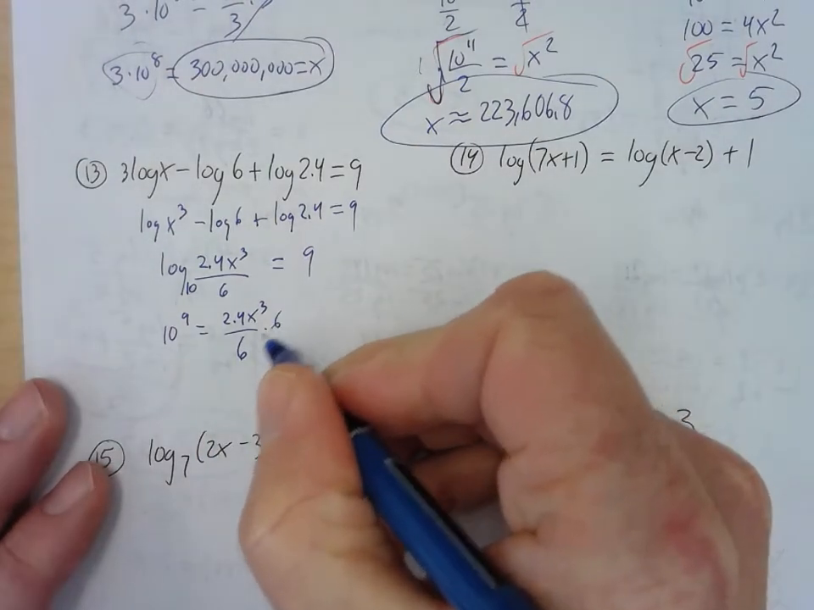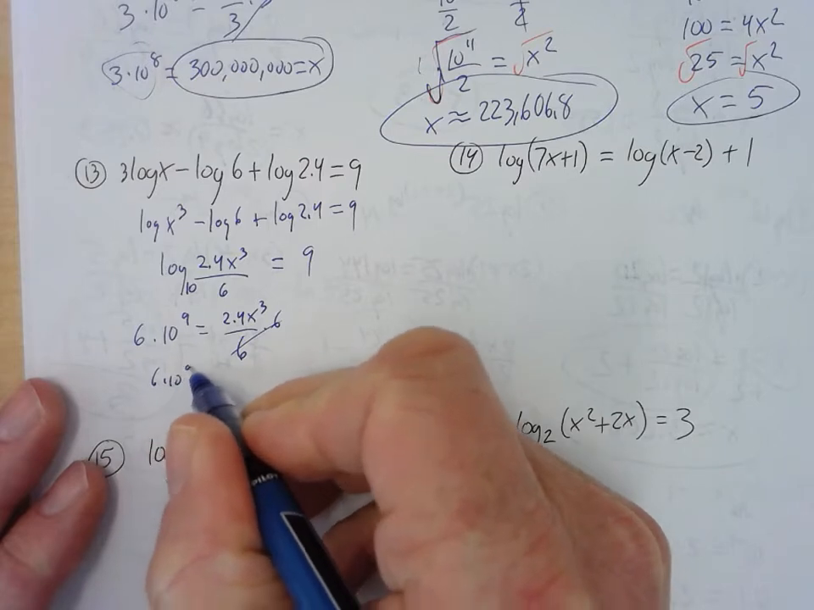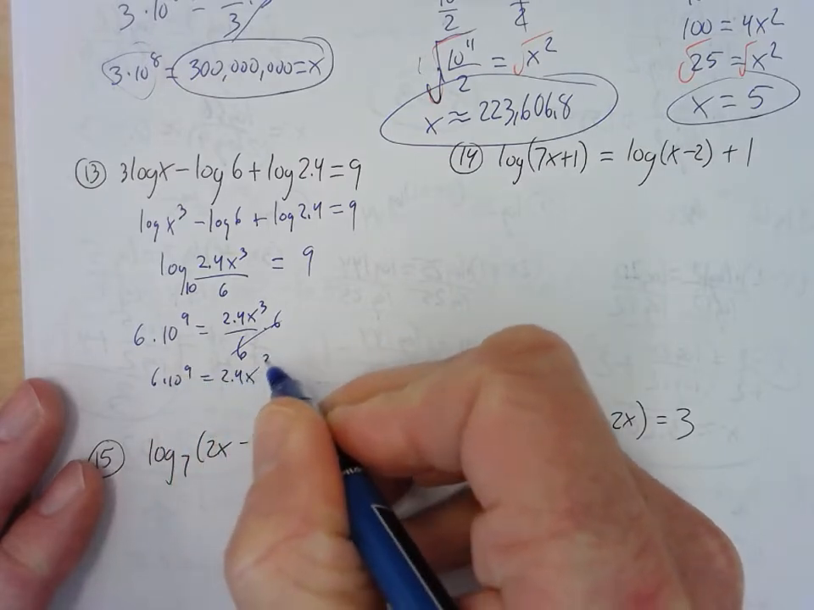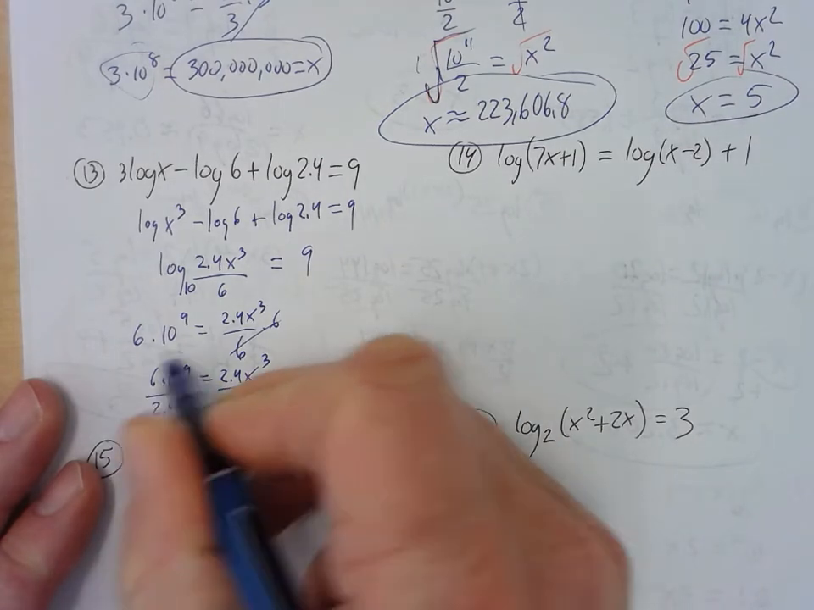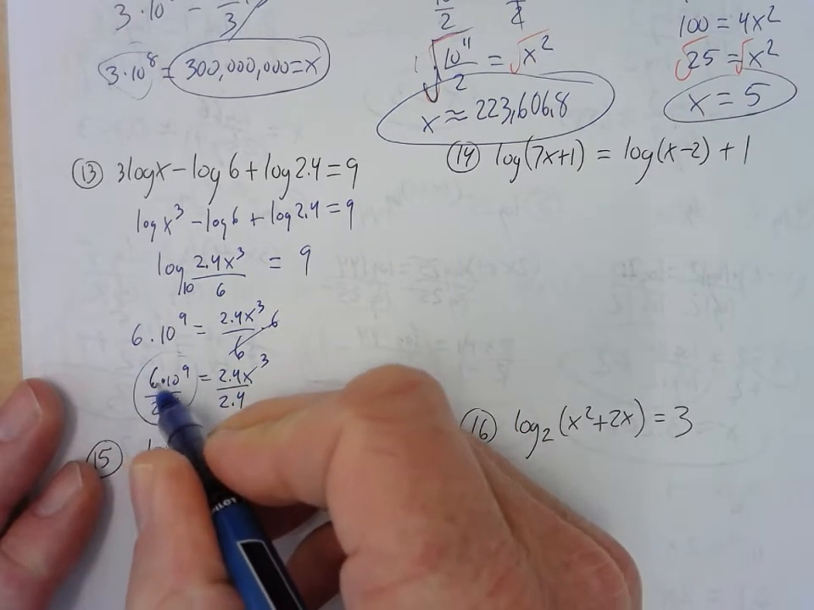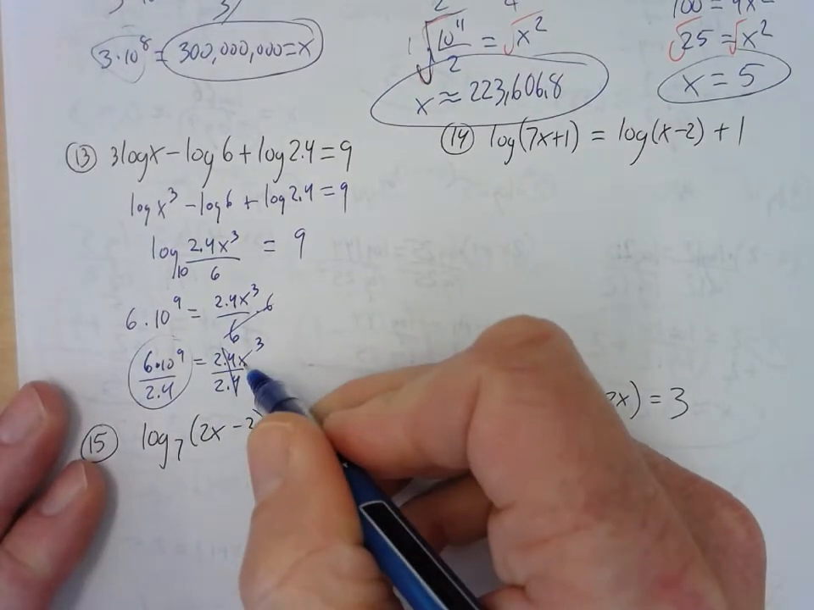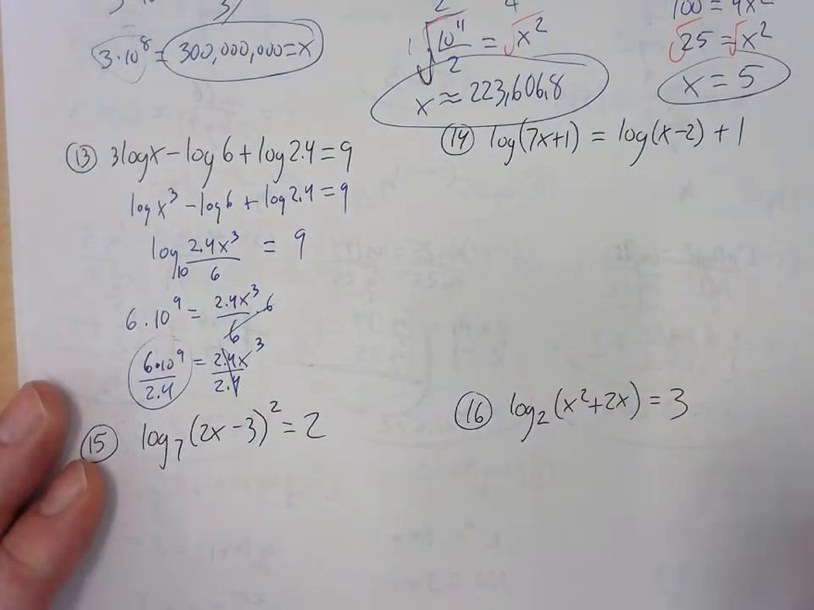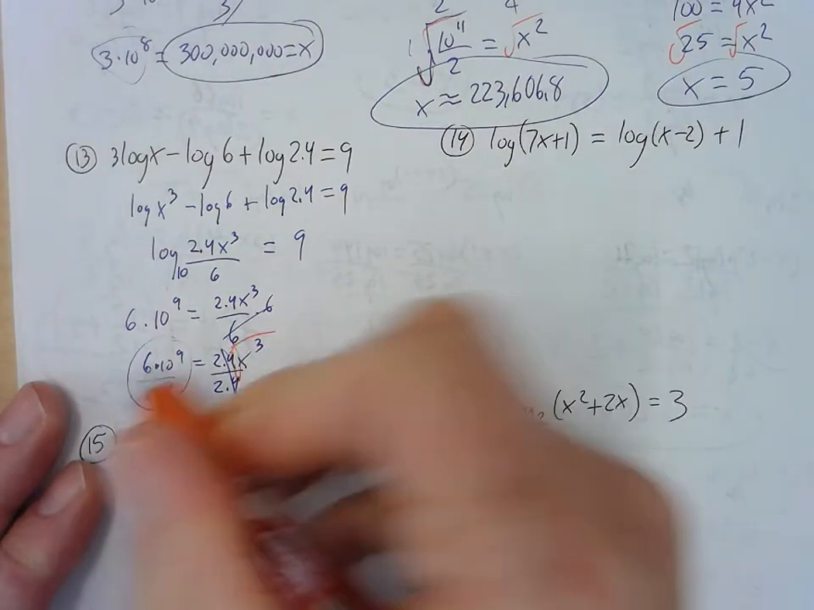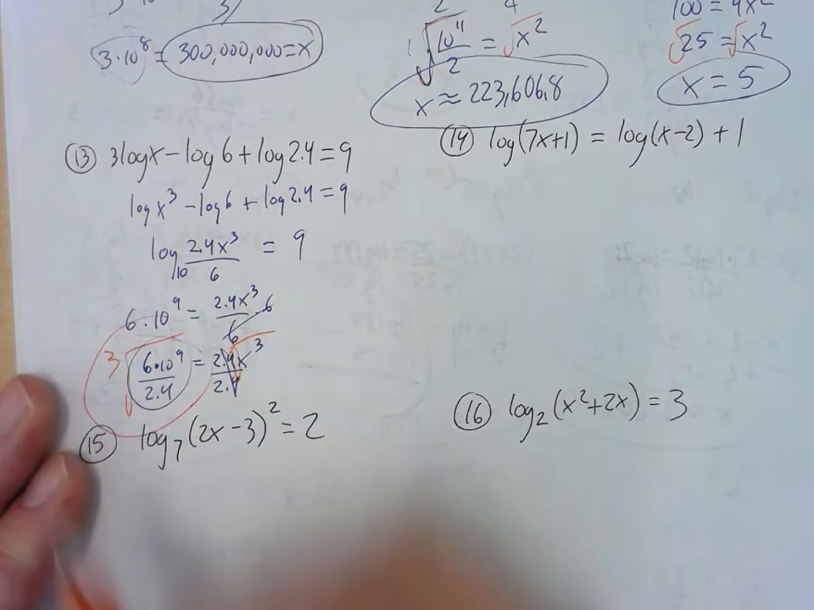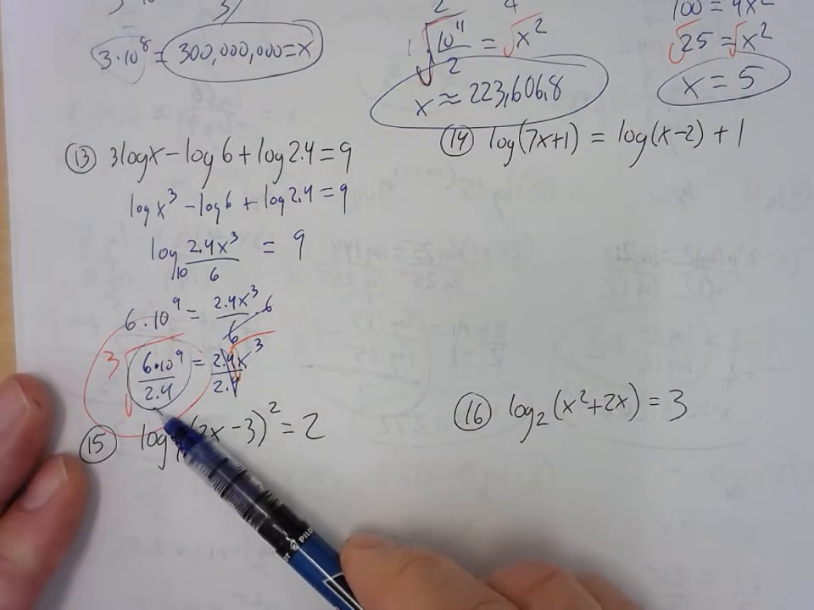Here we go. Multiply the 6 over. So we get 6 times 10 to the 9th is equal to 2.4 x cubed. We're going to divide over the 2.4. So it's 6 times 10 to the 9th over 2.4. And now we've got to take the cube root of that. So it's x cubed. Do the opposite, take the cube root of each side. So that's the answer. It's the cube root of 6 times 10 to the 9th over 2.4.